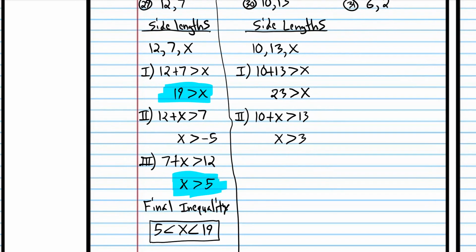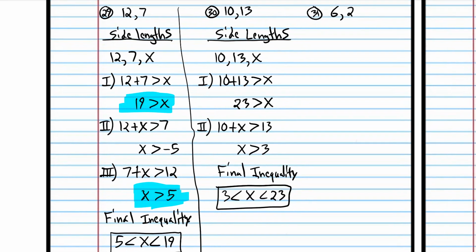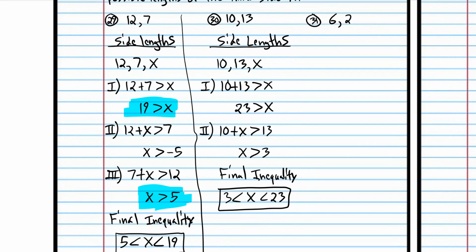So now we can write the final inequality. And that is x must be between 3 and 23. So x is greater than 3 but less than 23. All right, let's try one more of these before you try one on your own. Again, that's the useful information there, highlighted blue.